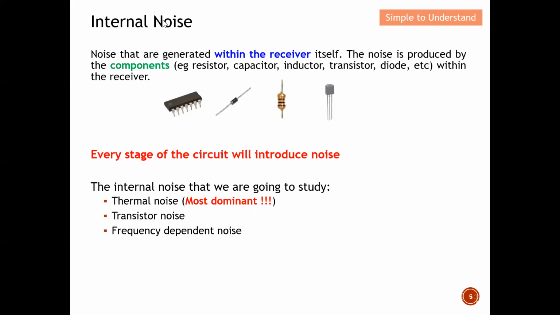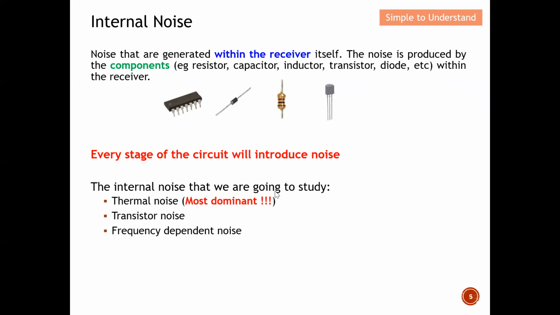So what is called internal noise is basically the noise that is generated within the receiver itself. The noise is produced by the components. For example, we have noisy resistors, capacitors, inductors, transistors, diodes, etc. Basically, these are all those devices that are capable of generating noise, which has an undesired effect on the receiver. Every stage of the circuit will introduce some form of noise, whether a lot or a minimum. But in short, whatever the stage, they introduce additional noise.